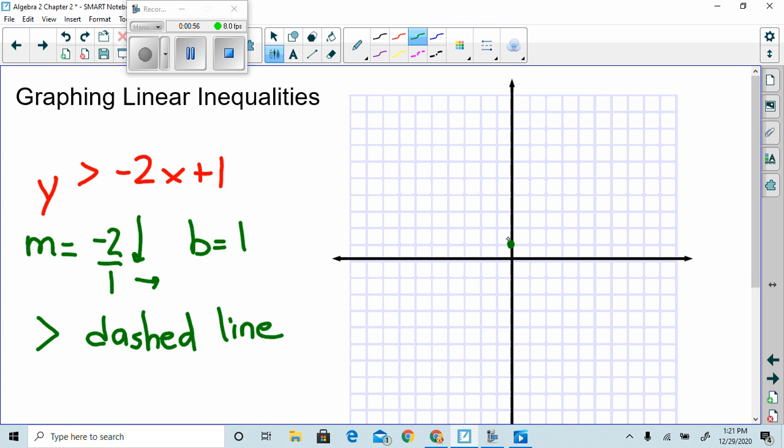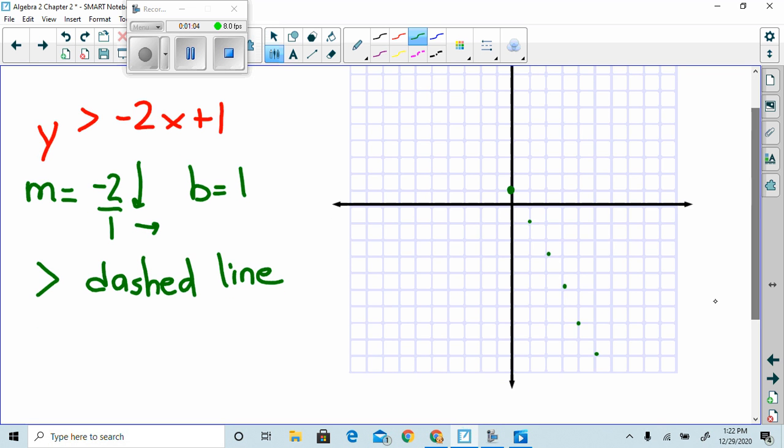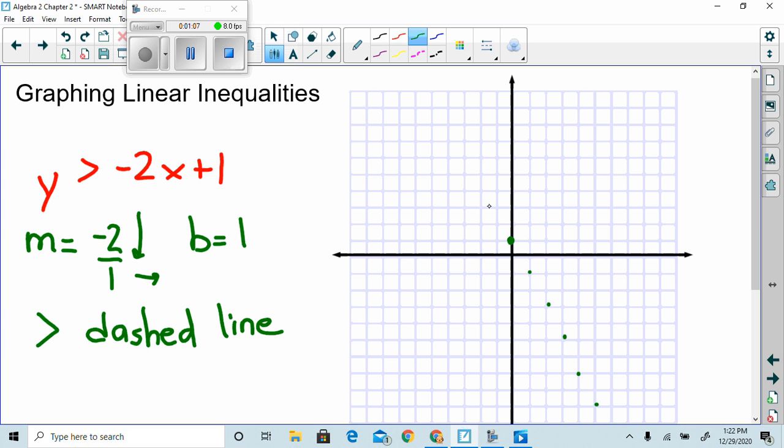There's my y-intercept. I'll count down 2 and over 1, and I'll do that repeatedly throughout the whole length of my graph in both directions. It takes a moment or two, but it tells me that this line has a negative slope, and now I'm going to create that boundary line by putting the dashed line here. For a less than or equal to or greater than or equal to, it's a solid line. When it's just less than or greater than, dashed line.